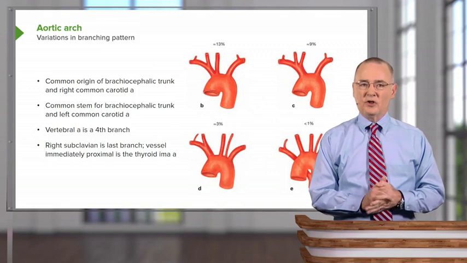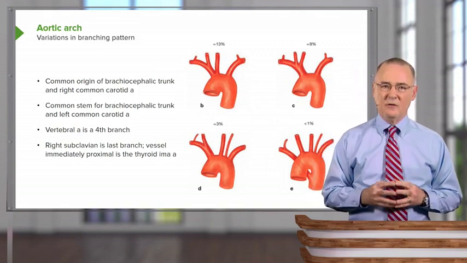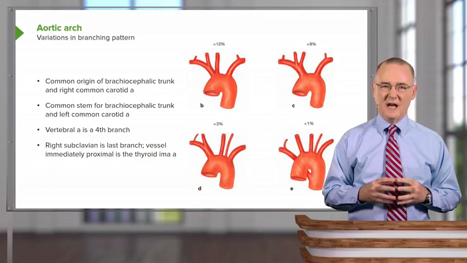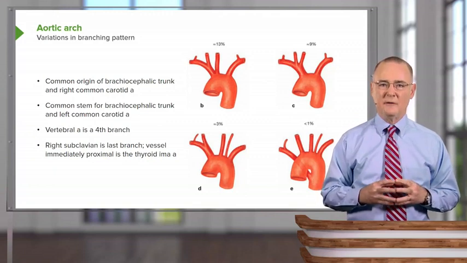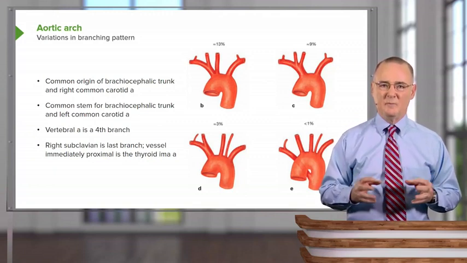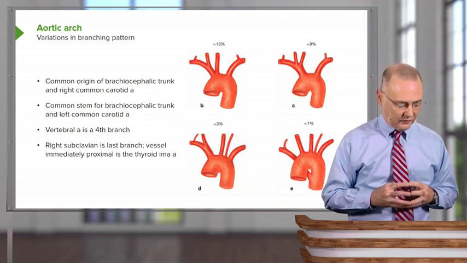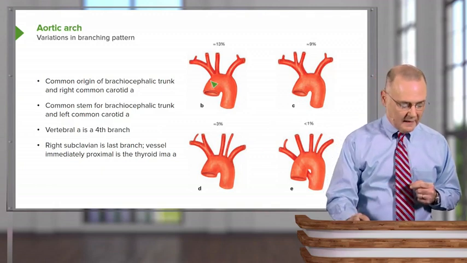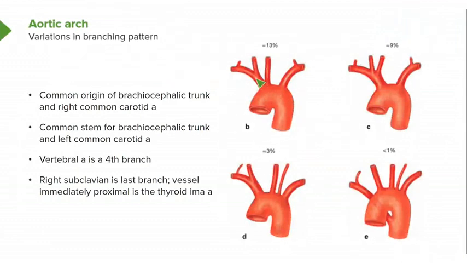The aortic arch is an area of the circulation that is subject to variations in the branching pattern, and we see some variations on this particular slide. Panel B, as we see here, shows your brachiocephalic trunk, and then here's your right common carotid artery. And they are issuing from the same opening within the aortic arch. So they have a common origin in this variation. This occurs in about 13% of the population.